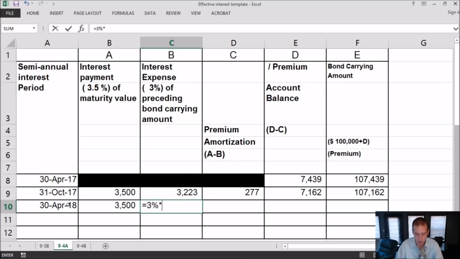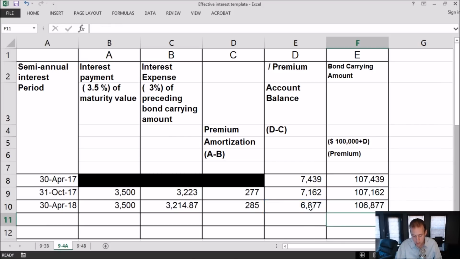Times the preceding bond carrying amount. The preceding bond carrying amount was $107,162. The premium amortization, A minus B. If we get a negative number here, we've messed something up again. I don't know what's going on with my decimals. I really thought I had told it not to do any. In any event, D minus C, $7,162 minus $285, and $100,000 plus D.